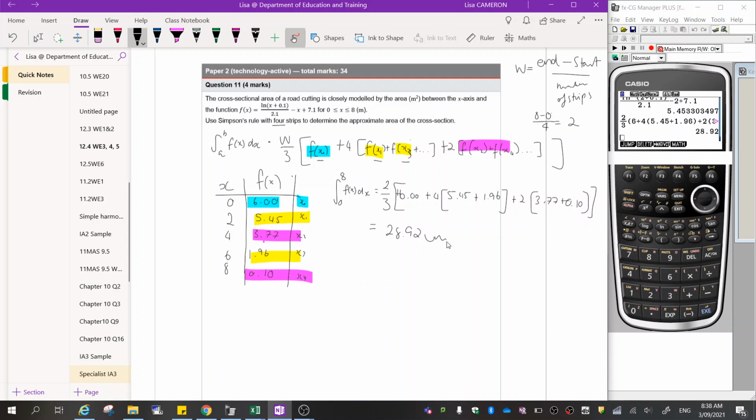Now we have to put units. Not just units squared, because we've actually got a measurement here. It's in meters, so this will be meters squared. So the area underneath the curve using Simpson's rule with 4 strips is 28.92 meters squared.